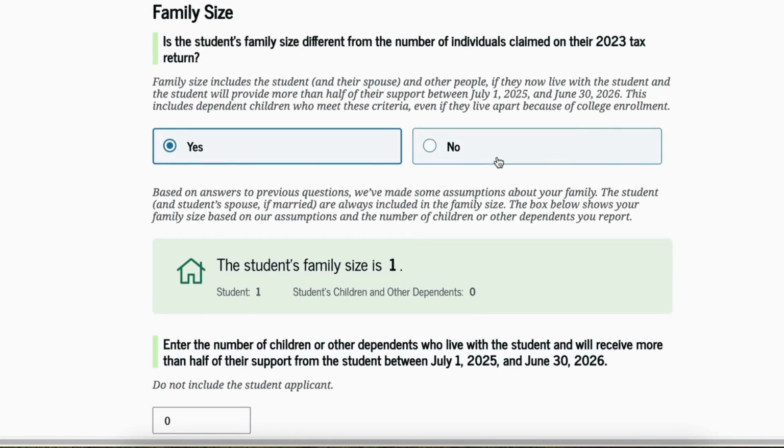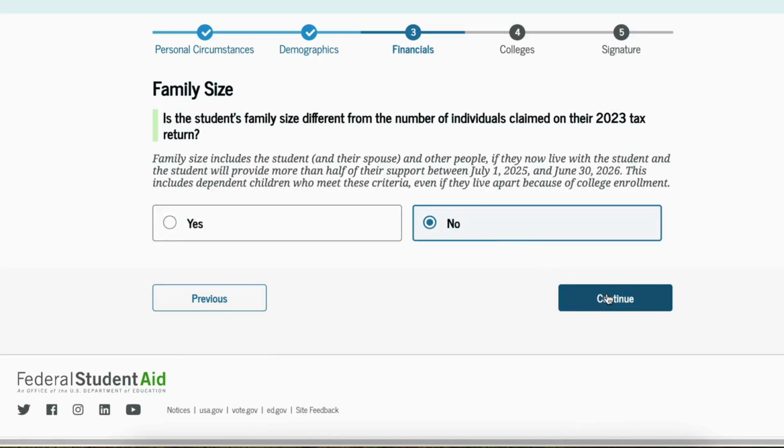The reason this is important is it factors into the equation they use to figure out how much money you should be able to receive from the government based off the financials.